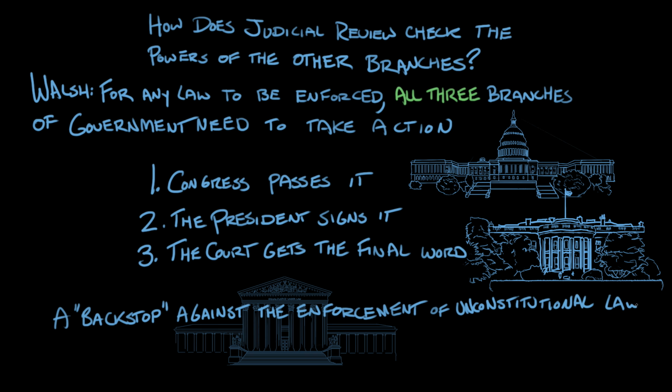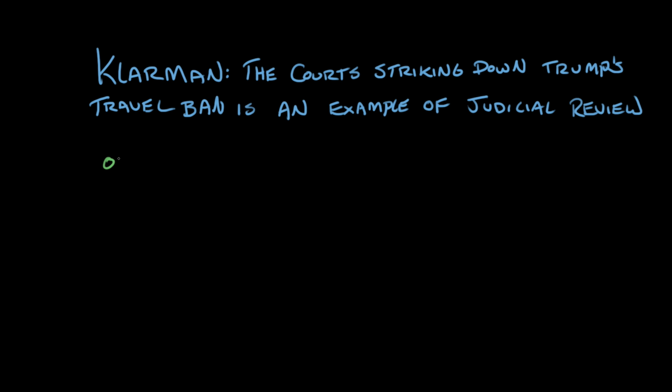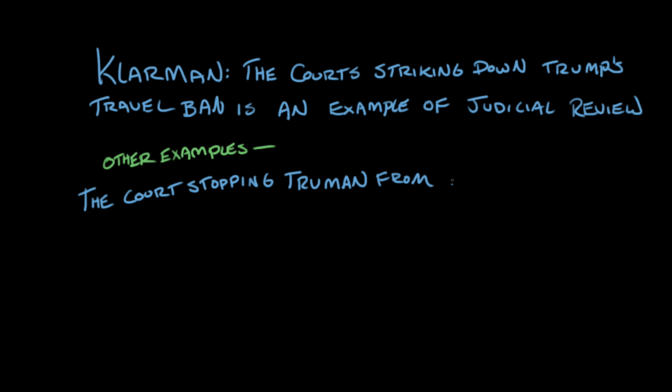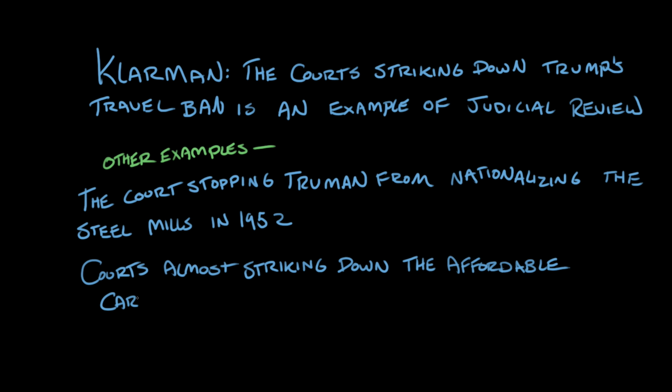So when the courts strike down President Trump's travel ban, that's judicial review. Or when the Supreme Court said President Truman exceeded his authority in ordering the seizure of the steel mills during the Korean War, that's judicial review. Or when the Supreme Court recently almost struck down the Affordable Care Act, that would be an exercise of judicial review.